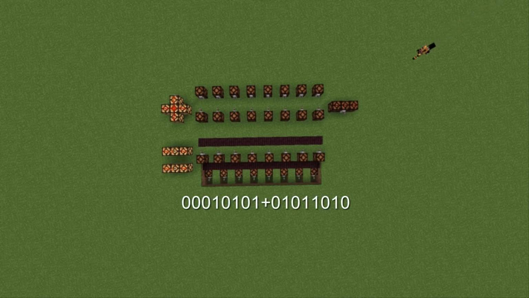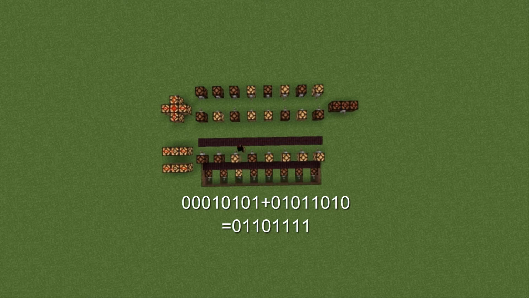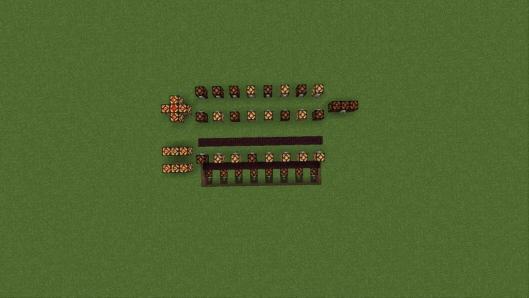So for instance, if we had the number 00010101 and we wanted to add this to 01011010, starting from right to left, adding 0 to 1 finishes with 1, which works both ways, so adding 1 to 0 also finishes with 1, but adding 1 to 1 ends with 0, in which the extra 1 is carried over to the left. This therefore means the finished addition on screen equals 01101111.